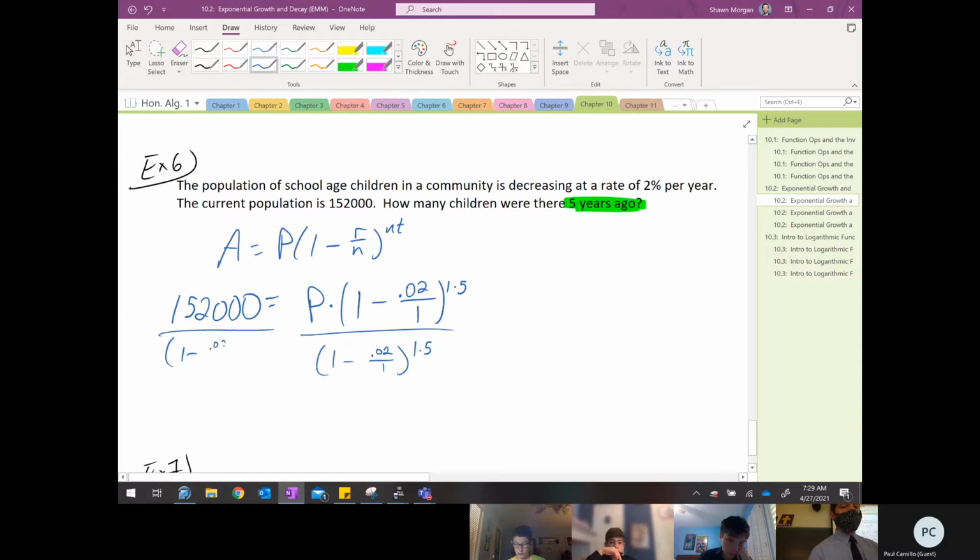1 minus 0.02 over 1 raised to 1 times 5. And then that cancels out, and we got P by itself. Now I'm actually going to go ahead and run the numbers on my calculator.